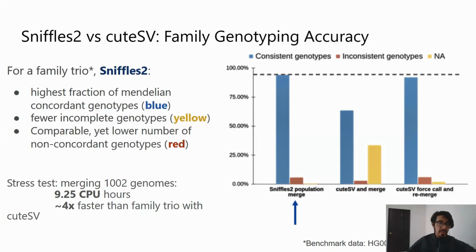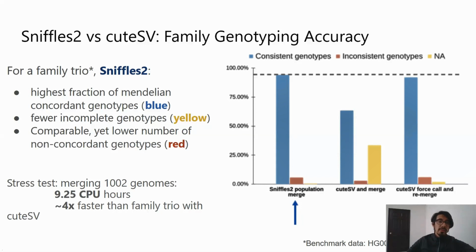For a stress test, we performed a merging of 1,002 genomes, which means we had 334 family trios. This endeavor took Sniffles 2 9.25 CPU hours, which means that we are 4 times faster at merging 1,000 genomes than it is for CuteSV to perform a family trio.